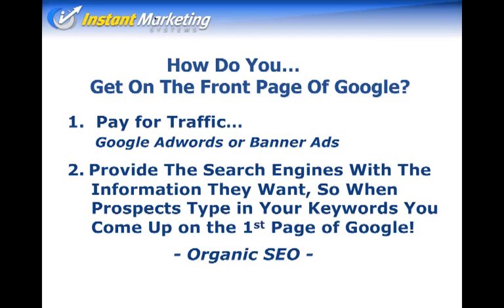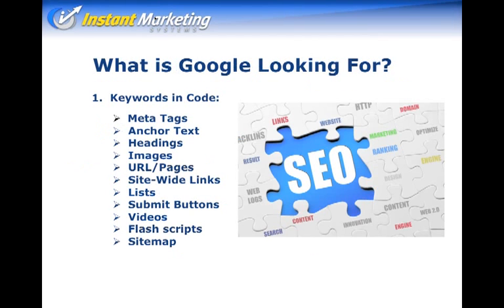Now, organic SEO is providing the search engines with the information they want, so when prospects type in your keywords, you come up on the first page of Google. Because let's face it, if you're not on the first page of Google, the chances of them seeing you are very, very slim. And once you go past the second or third page of Google, I mean, when was the last time you went past the second or third page? If you're on the 5th page, the 10th page, they're never going to find you. You might as well be invisible.